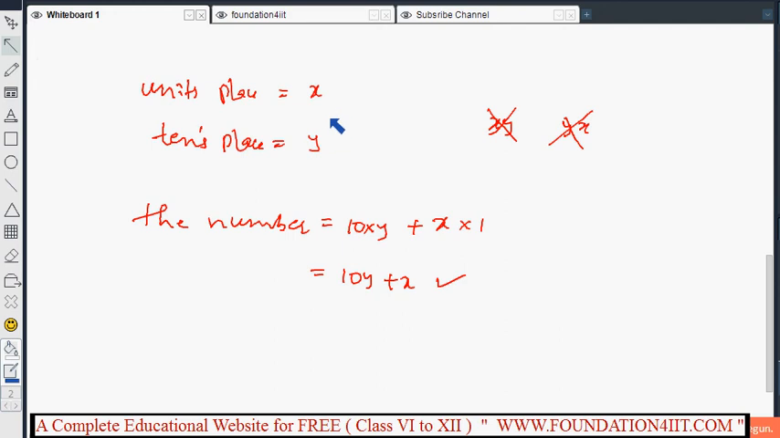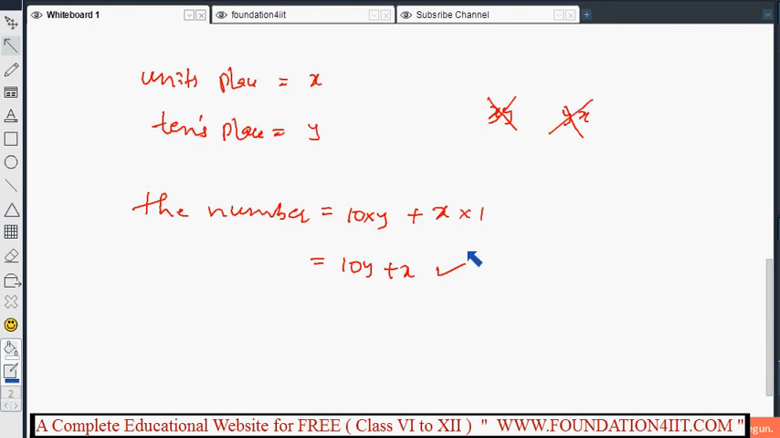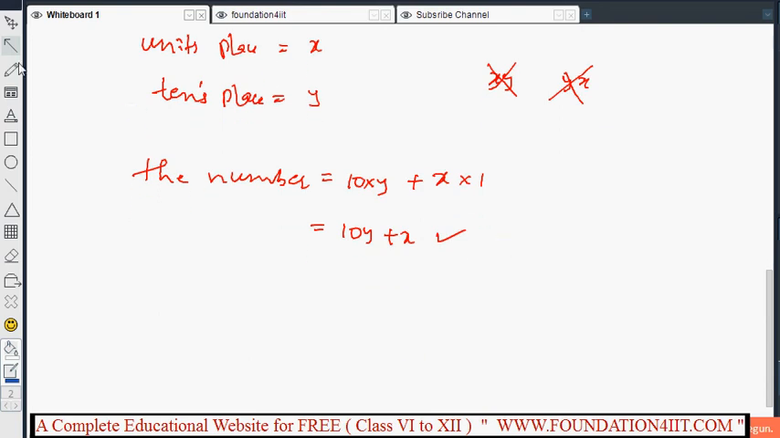Clear, right? Units place x, tens place y. So 10y plus x is the value of the number. In the place of x and y, you can take any digits, and we will get the number according to the given digits. For example, take 3 letters. Let A, B, C be respectively the units, tens and hundreds places.